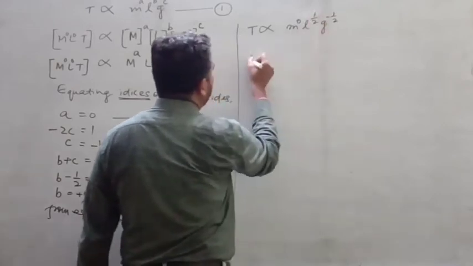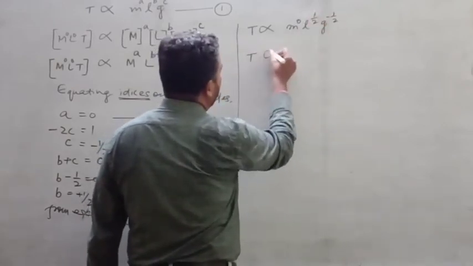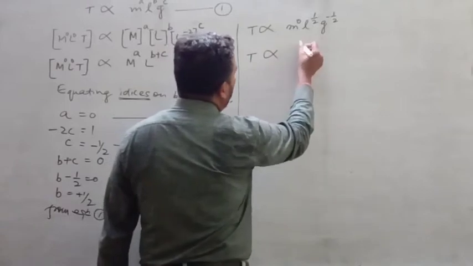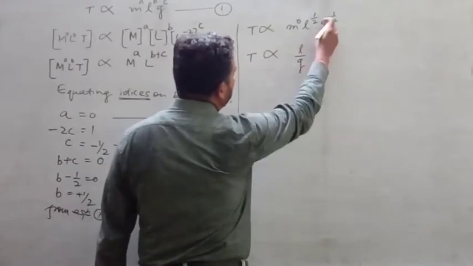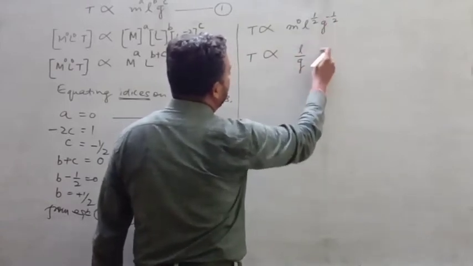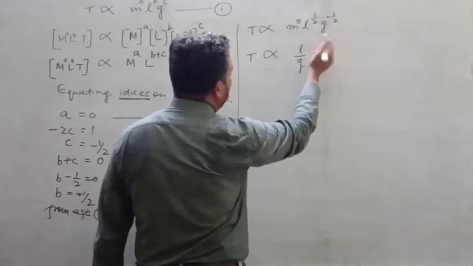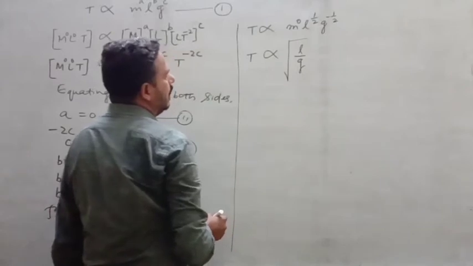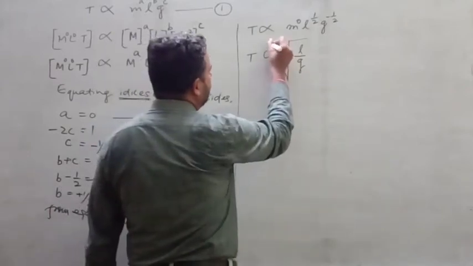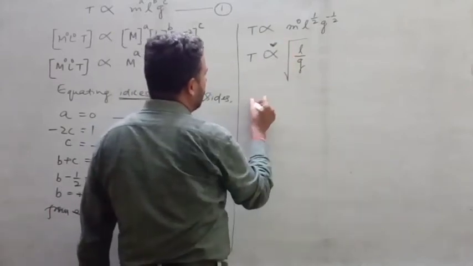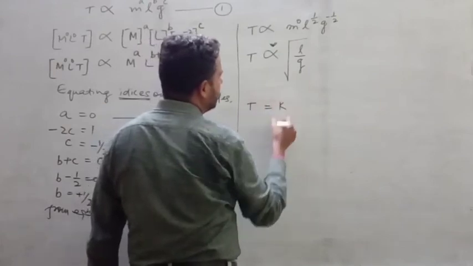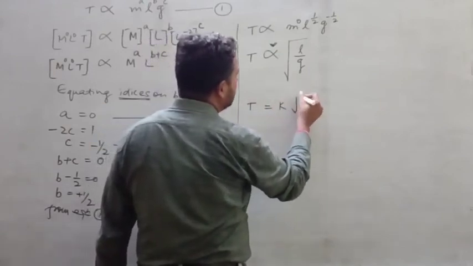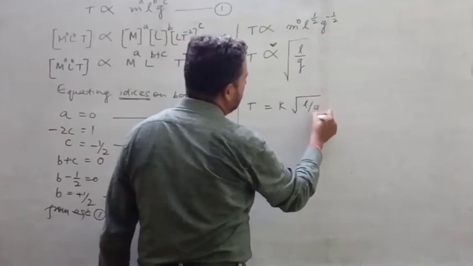So you can write down from here that T is proportional to root of L by g, because this one is negative, so that will come in the numerator. Because both have power half, replace half by this root. And then you have to replace this proportionality by a constant. Suppose k is the constant, so T equals k times root of L by g.